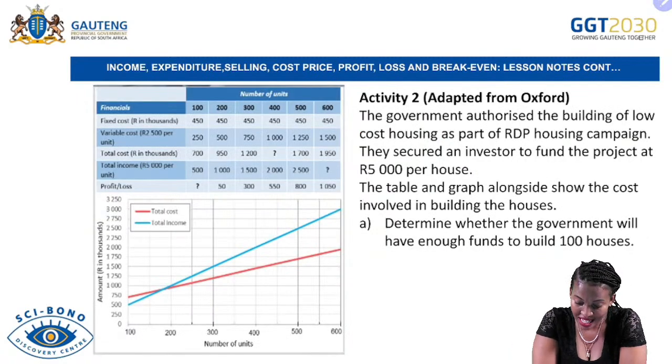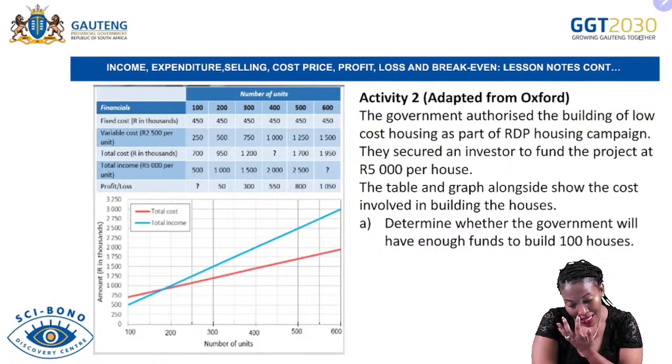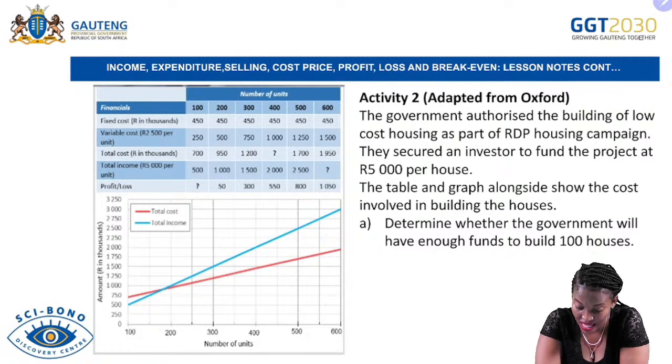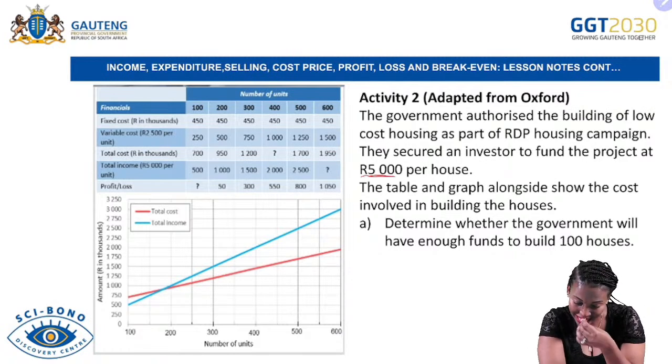And then here is a nice activity. This activity was adapted from the Oxford Grade 12 Mathematical Literacy textbook. So they are saying here, the government authorized the building of low-cost housing as part of the RDP housing campaign. They secured an investor to fund the project at 5,000 Rand per house. Before we go to the questions, let us analyze our given information, guys.